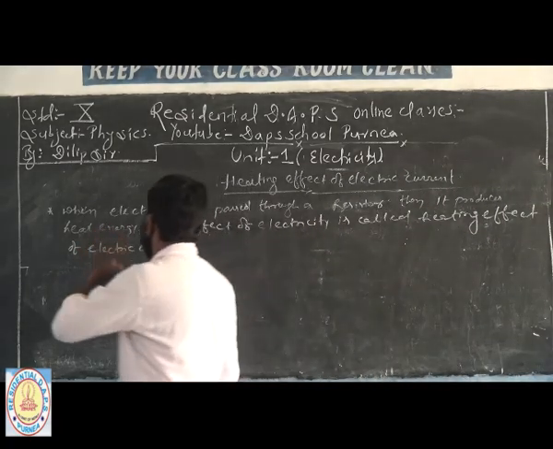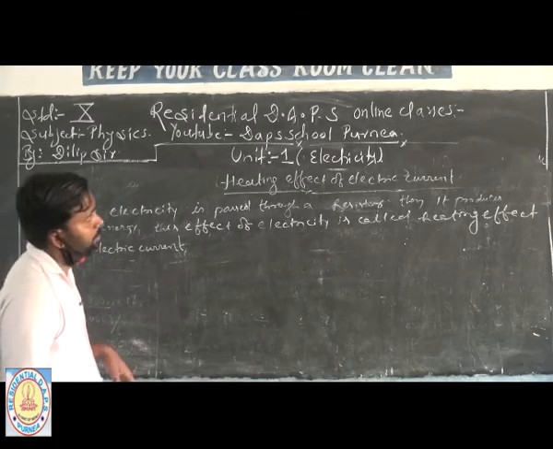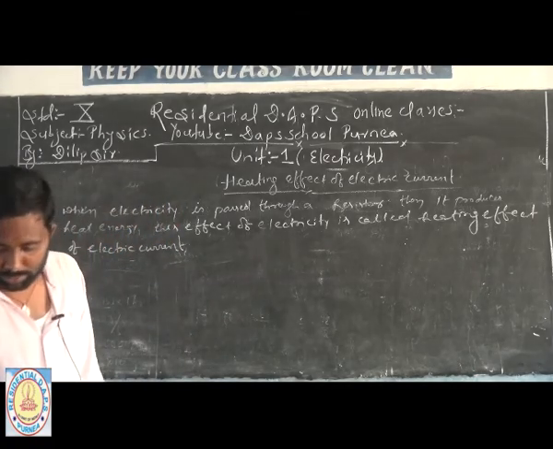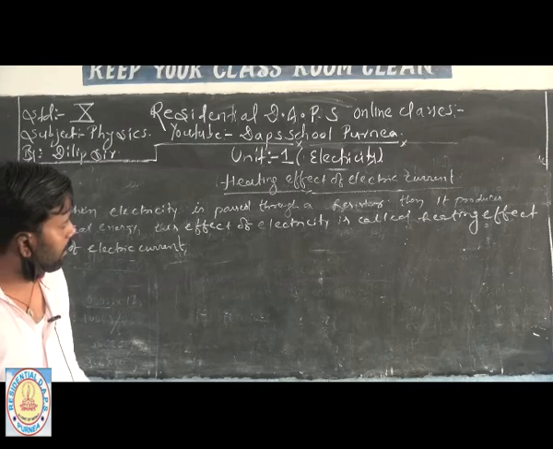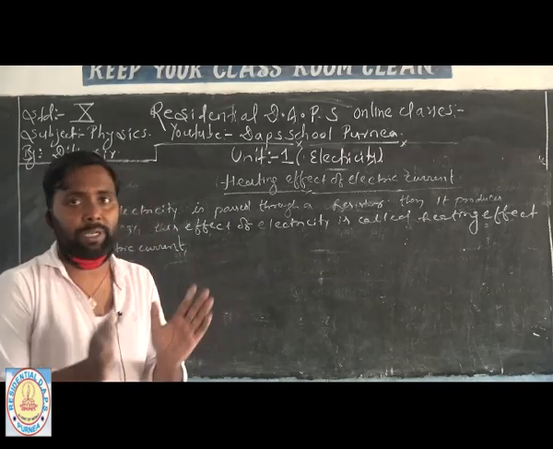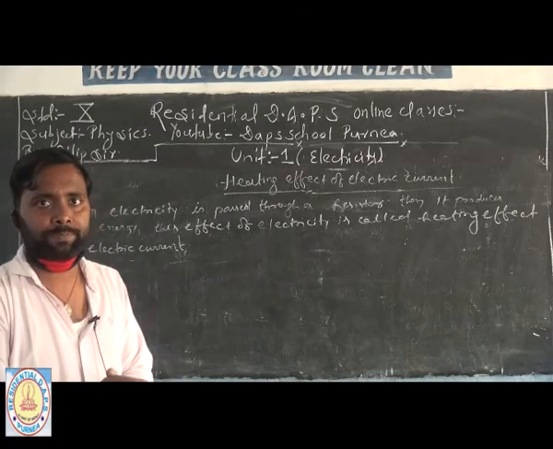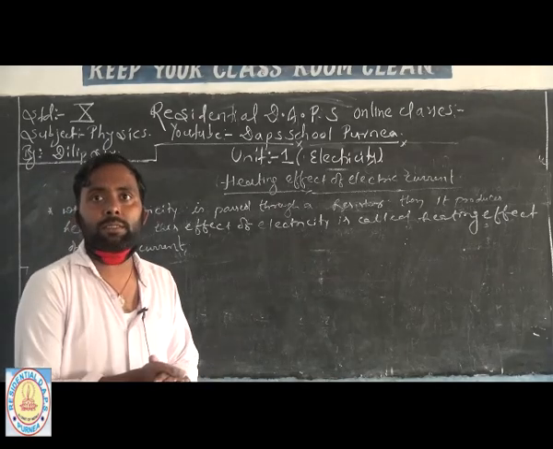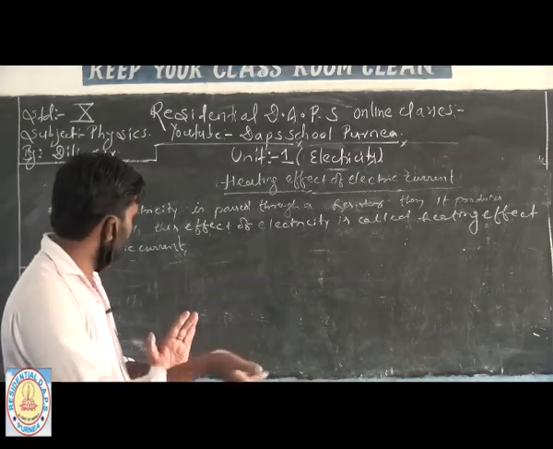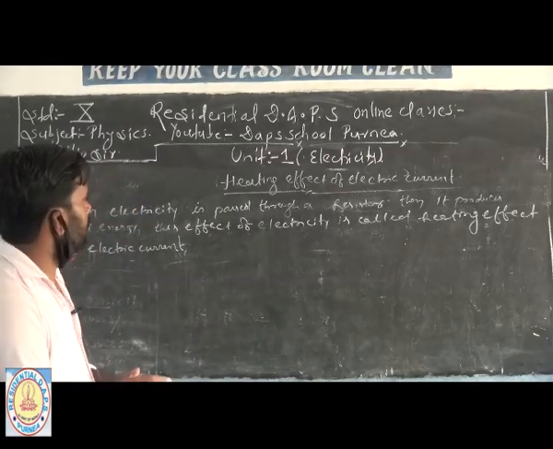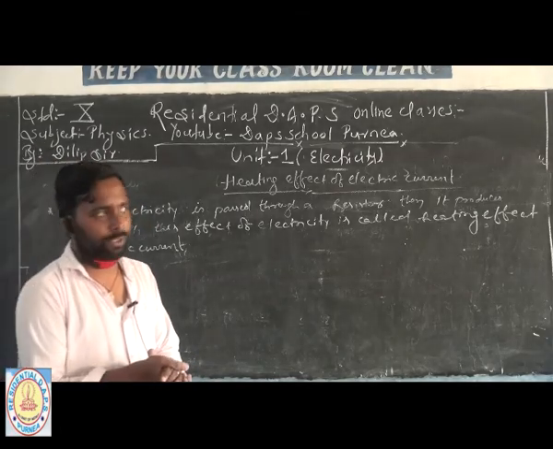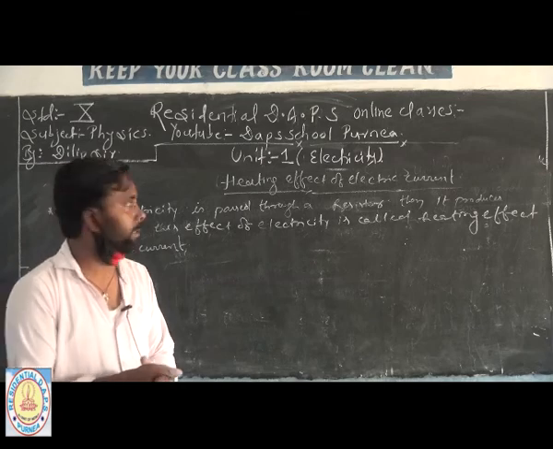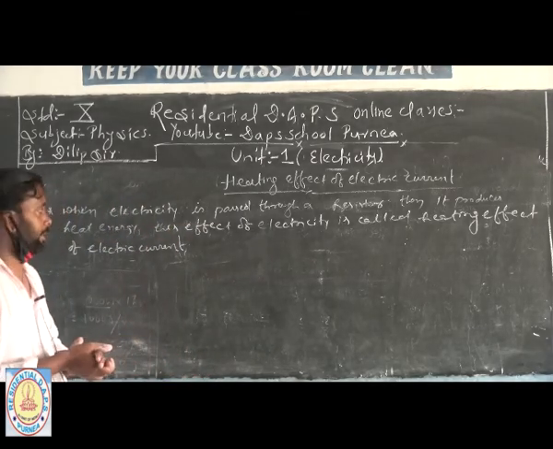Hello dear students, now we will study the topic heating effect of electric current. Whenever electric current is passed through a material, it produces three types of effect. One is the heating effect, it is the first one. Second is the magnetic effect, which we will learn in the second chapter of physics. And the third one is the chemical effect of electric current, which I think you have read about earlier. So this is the heating effect of electric current.